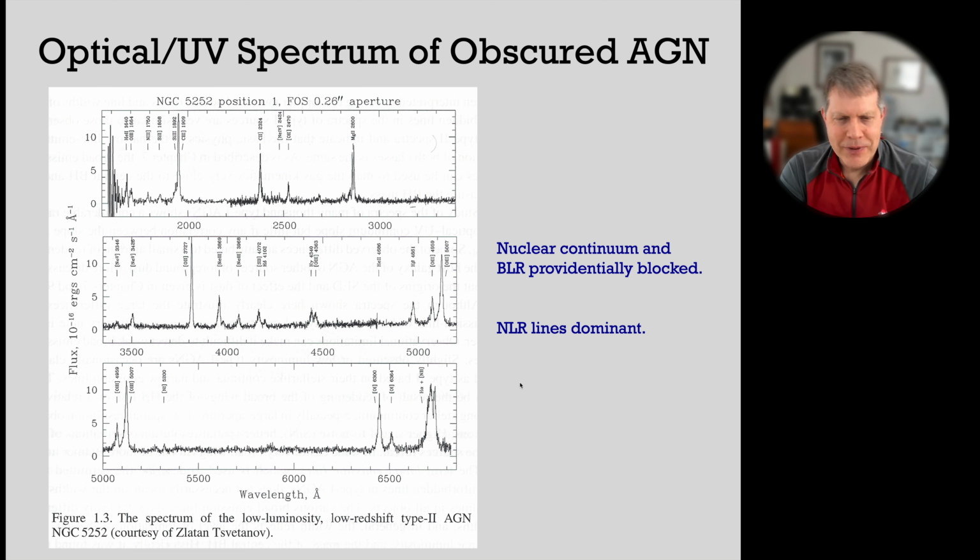So these lines can be very apparent when you look at obscured systems, because again, the narrow line region is considerably larger than the torus, and so it is not blocked when the torus lies along the line of sight.